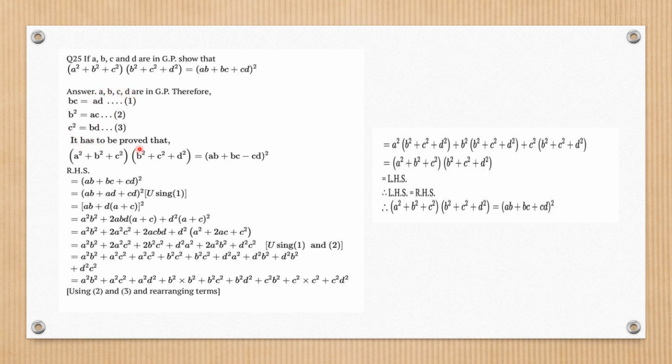Now it has to be proved. These two sides are to be proved equal. So let us start. We will take the right hand side, this one. Now AB plus BC plus CD whole square. AB is your AB, BC is your B and C. Using your equation number 1, BC is your AD and CD is your CD, whole square. We have not replaced it. Now it becomes AB plus, from these two, D into A plus C, whole square. D is common. Okay, now this is your AB.